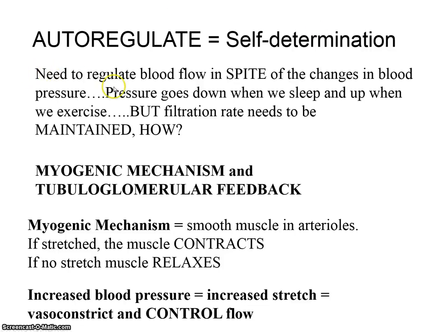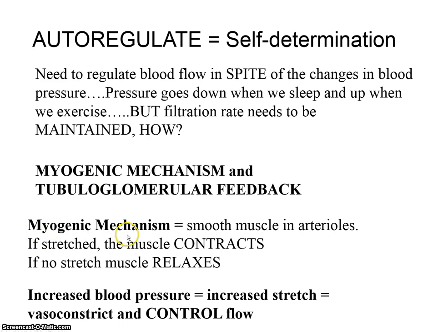So again, what I'm saying here, need to regulate blood flow in spite of the changes in blood pressure. Again, here we're talking systemic blood pressure. Pressure goes down when we sleep and up when we exercise, but filtration rates need to be maintained. They need to be constant, and they are determined by that systemic blood pressure. So how do we do that? Well, here again, it's the juxtaglomerular apparatus, and we talk about the myogenic, so the smooth muscle mechanism, it's a reflex, and the tubuloglomerular feedback. So this is the macula densa cells, all right, because it's in the renal tubule. That's where it gets it, and it affects the glomerulus. All right, so we've mentioned this previously. We're just kind of tying this up for you guys.